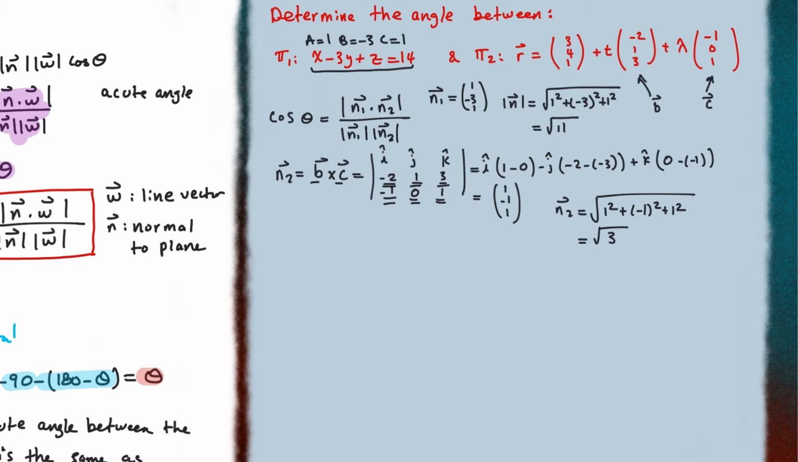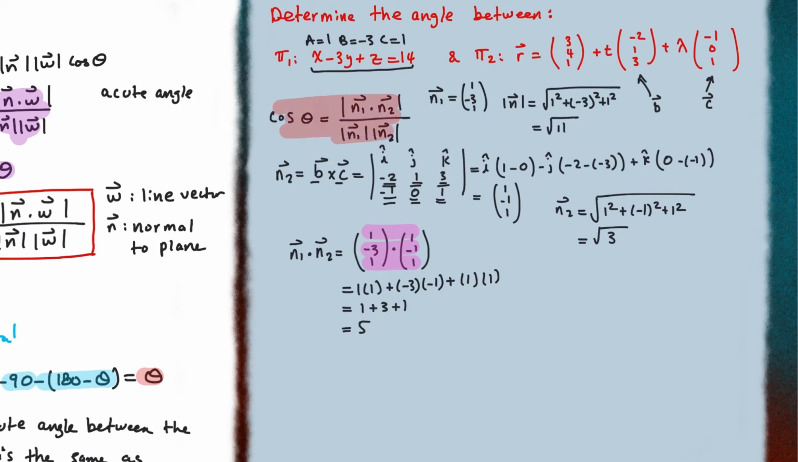We need the dot product between the two vectors as well. So we're going to take the dot product of 1, -3, 1 and 1, -1, 1. We're going to multiply their x, y, and z components and sum them up. So we're going to have 1 times 1 plus -3 times -1 plus 1 times 1. And that will simplify to 5.